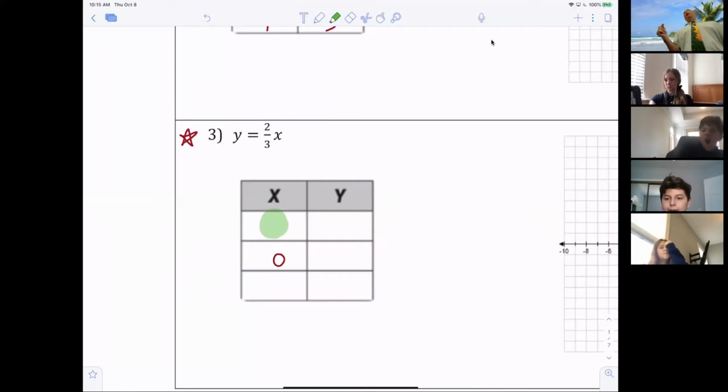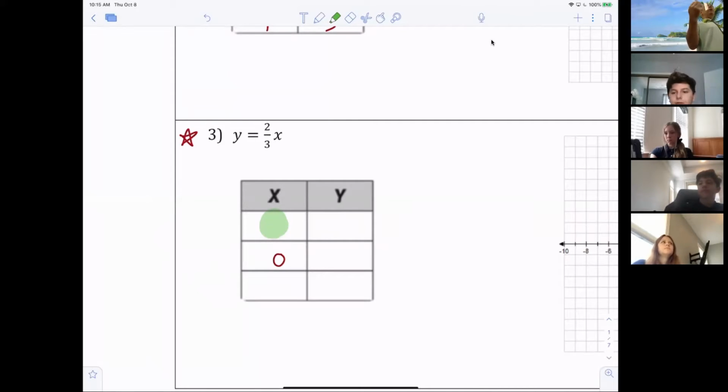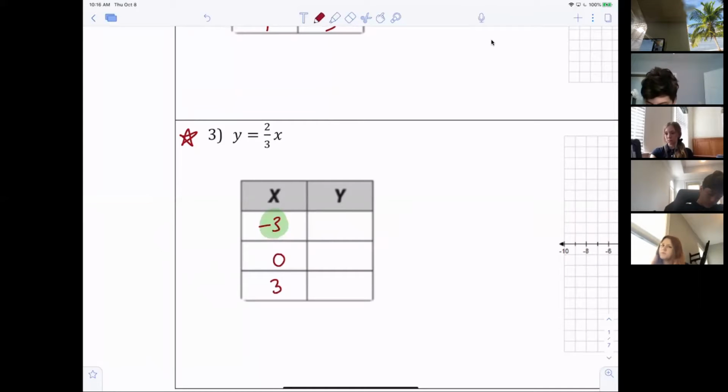No. Just tell me whatever's in the denominator. What's in the denominator? 3. That number goes in, right? So I'm going to do -3, 0, and 3. Why is that? Because when I divide by 3, that will cancel out with the other 3. Does everybody agree with that?